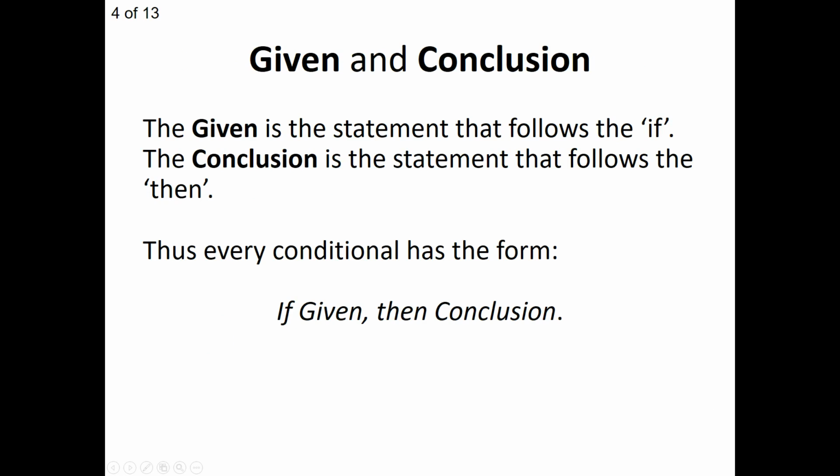We will fill in for a generic conditional the words given and conclusion. So if I was talking about just some conditional form, I would say if given, comma, then conclusion. The given is what we are starting with. The conclusion is the statement we want to reach, and we're going to see that's how our theorems are formed too. We'll say if given, comma, then conclusion.